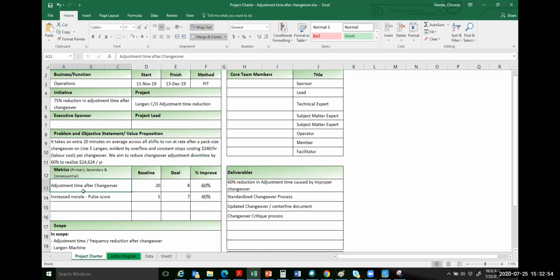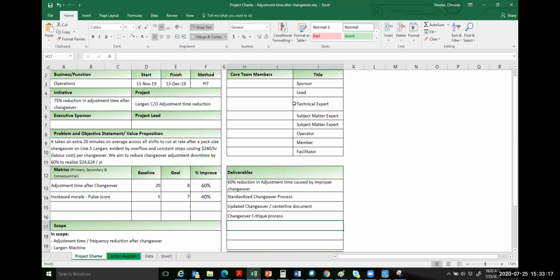Now, the metrics that are being looked at is what? The adjustment time after changeover, the baseline 20 minutes, you want to go to 8, a 60% improvement, and increased morale from the operator, because if they don't have to go adjusting and adjusting after a changeover, then it's very much easy for them, and the morale improves. So it's put there.